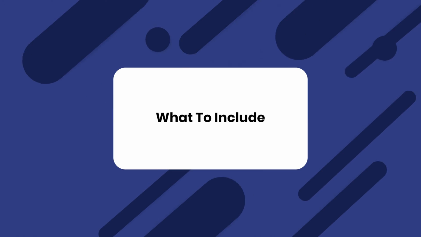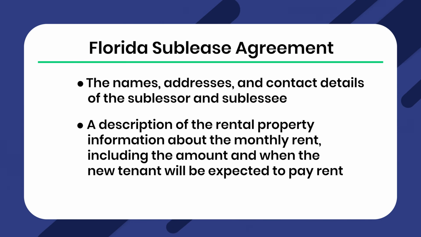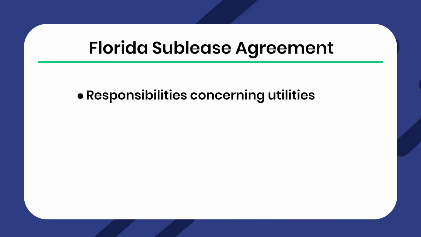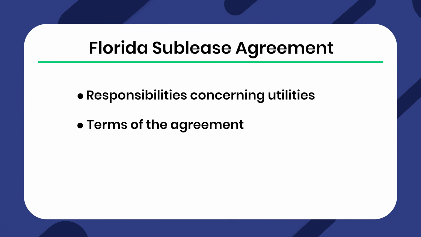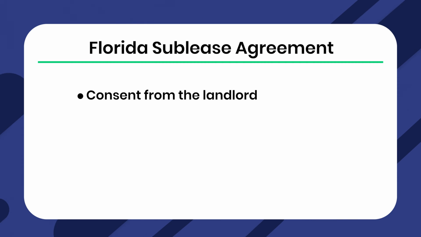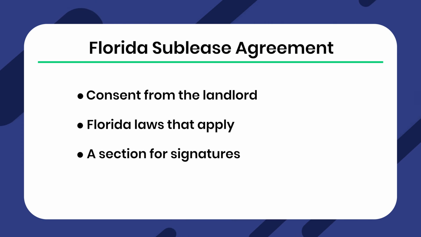What to include? Your Florida sublease agreement should contain the following information: the names, addresses, and contact details of the sublessor and sublessee, a description of the rental property, information about the monthly rent, including the amount and when the new tenant will be expected to pay rent, the start and end date of the contract, responsibilities concerning utilities, terms of the agreement, a copy of the original lease or a description of the terms, consent from the landlord, Florida laws that apply, and a section for signatures.